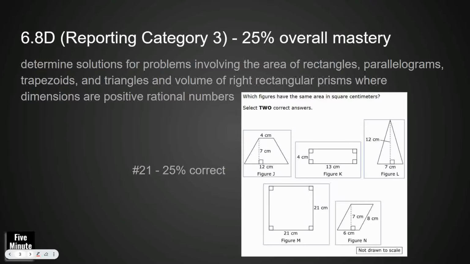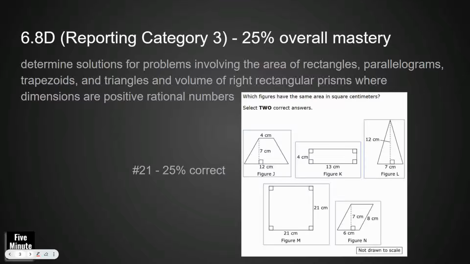That is 6.8D. So this was tested just once, as you can see here. It is a new item type, but it's not multiple points. It's only just 1 point. We only had 25% of our students able to get this correct. Now, what we needed to do is find the area of each of these figures and then find two that have the same.